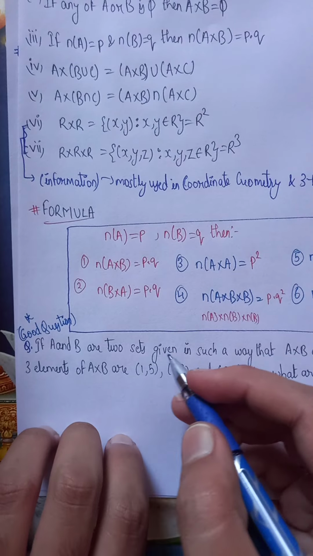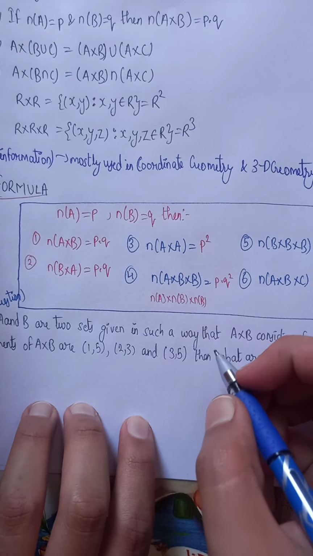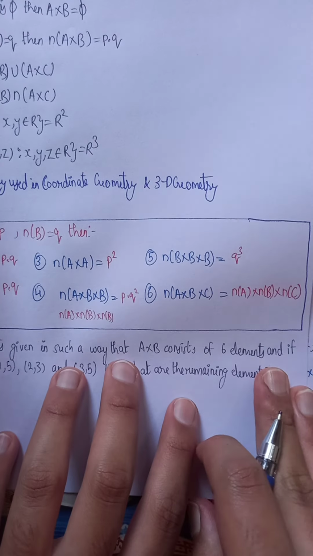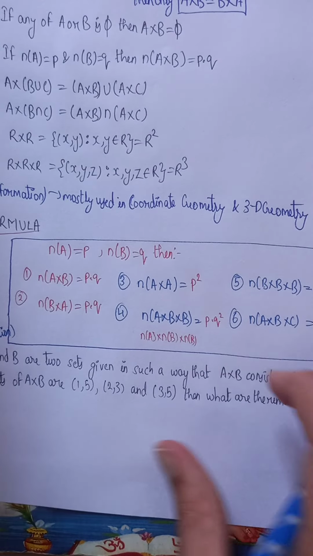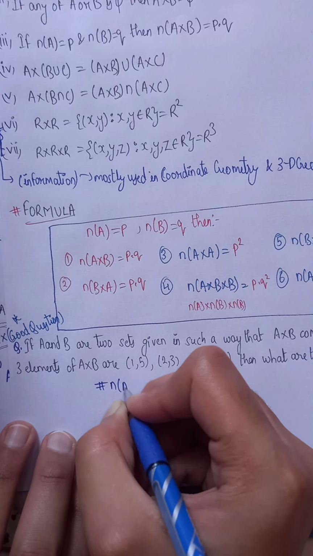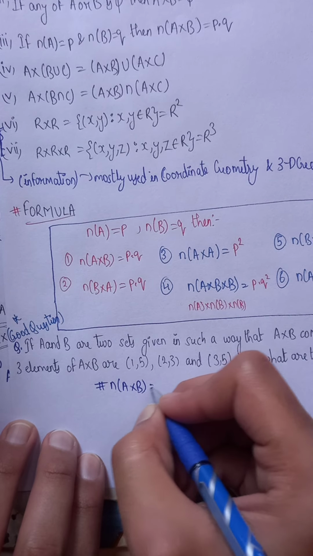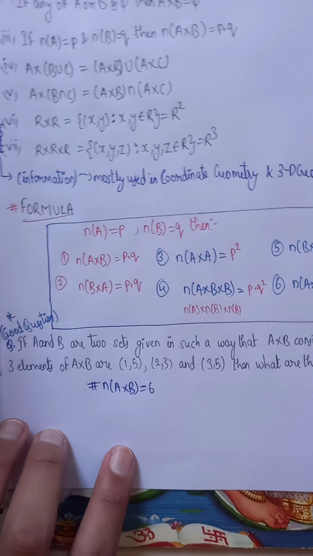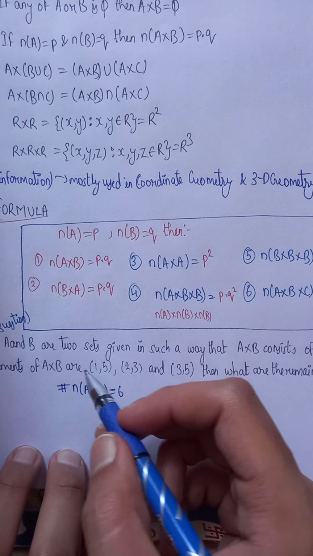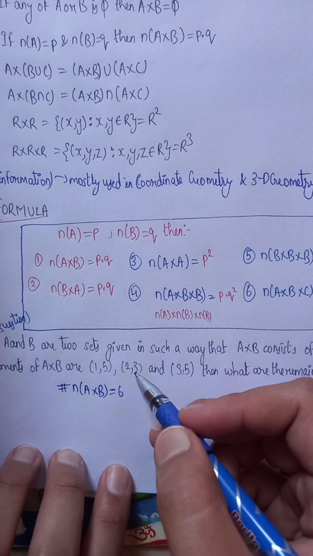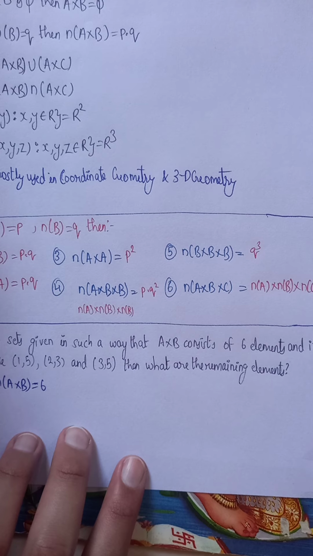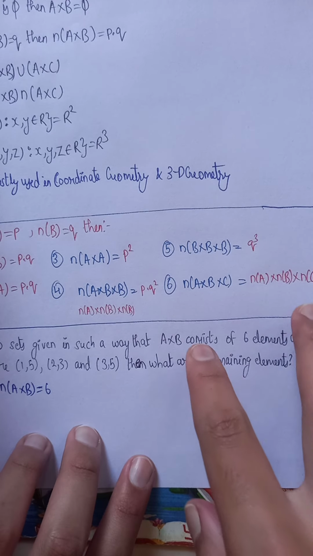Now, if A and B are two sets given in such a way that A cross B consists of 6 elements, which means the number of elements in A cross B is equal to 6, and if 3 elements of A cross B are 1 comma 5, 2 comma 3 and 3 comma 5, then what are the remaining elements? So we need to find the remaining elements.